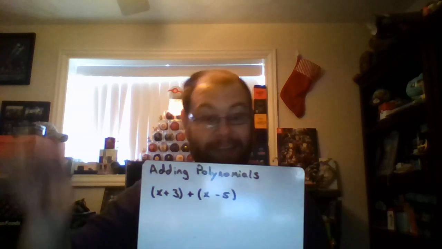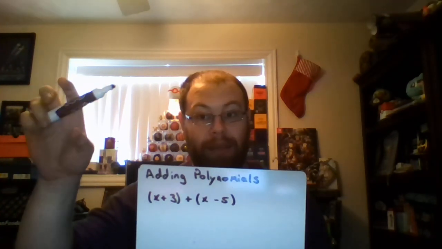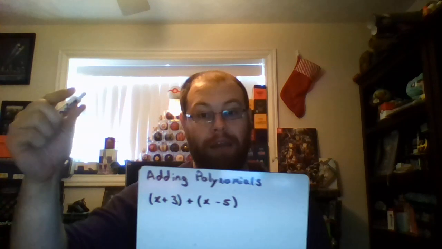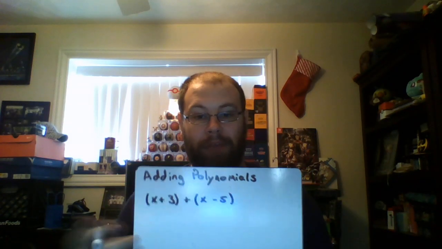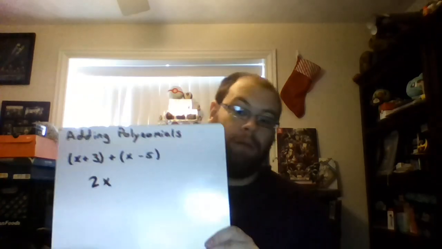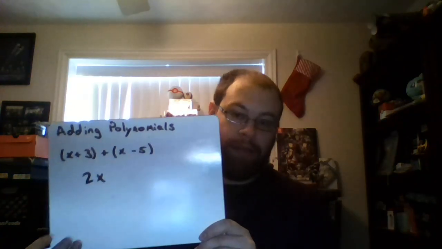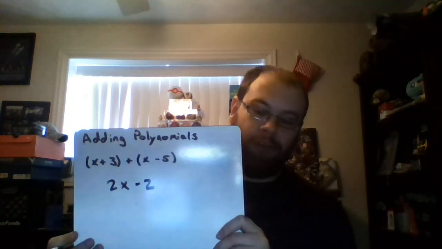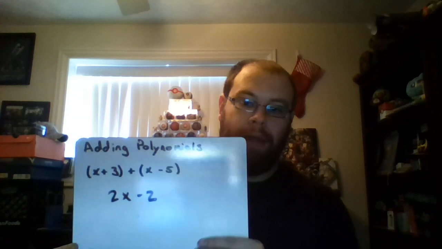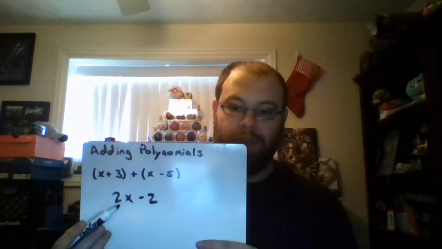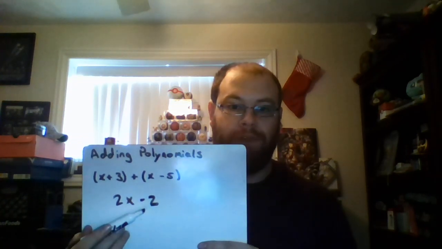So the highest exponent goes first, and then you just go down the list. So in this one here, we've got x plus x. So I'm going to flip it over here real quick, which would give us 2x. There you go. And then 3 plus minus 5, that's negative 2. And then here we go, there's our answer. We've added those two polynomials together, and so we got 2x minus 2 as our final answer.